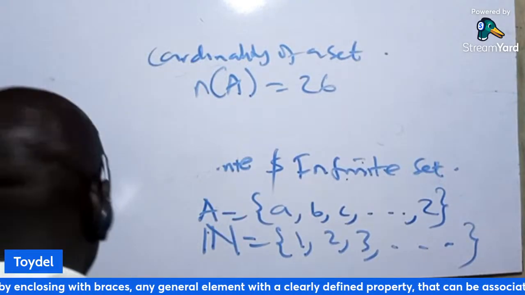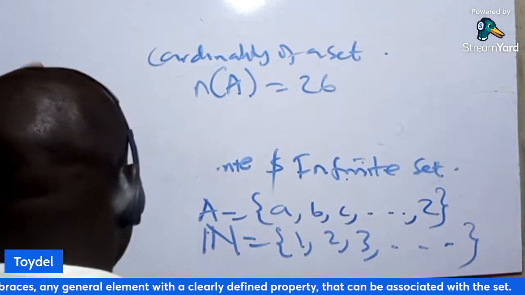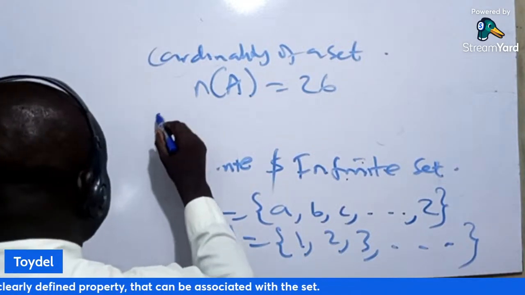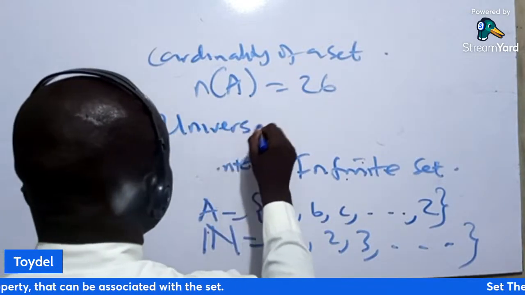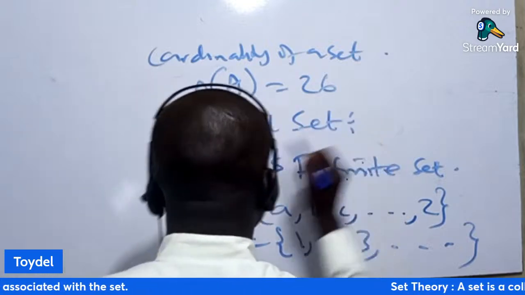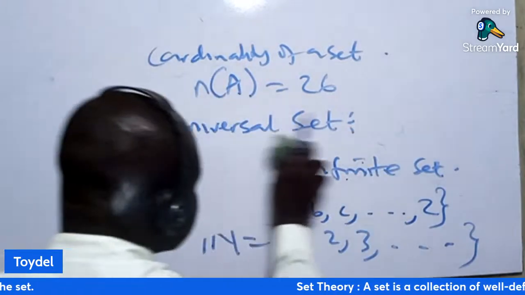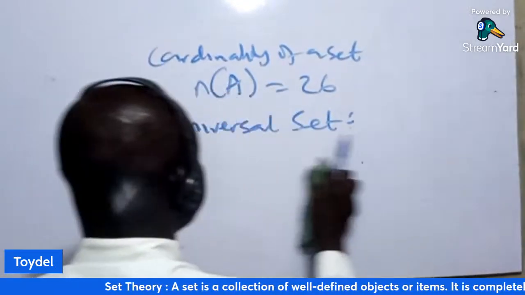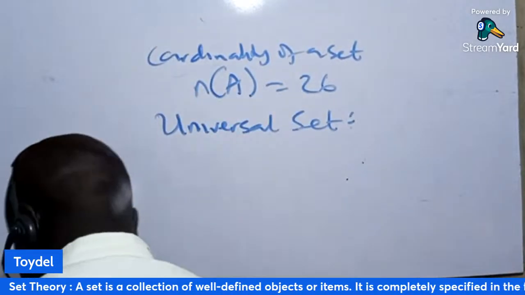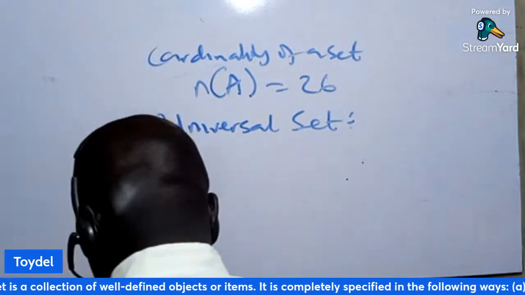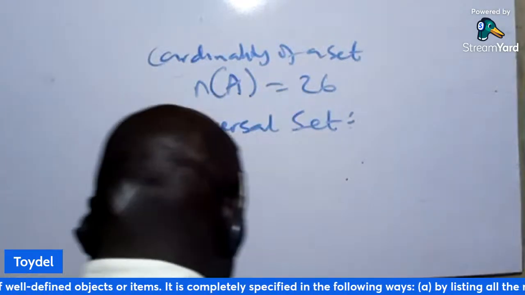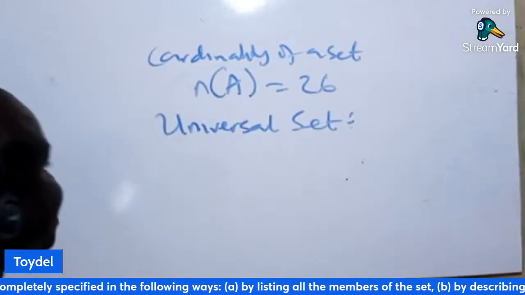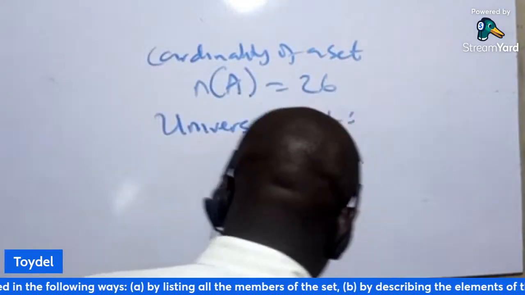Then another thing that we can talk about is the universal set. I'm still on the definition of terms. The universal set is the largest set under consideration. That is, for any sets that we want to discuss, the largest set under consideration is the universal set. It can also be referred to as the mother set. That is the highest set under consideration.